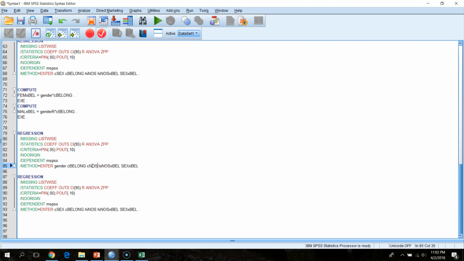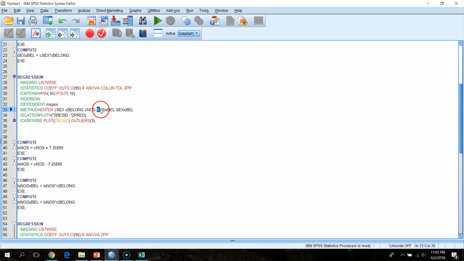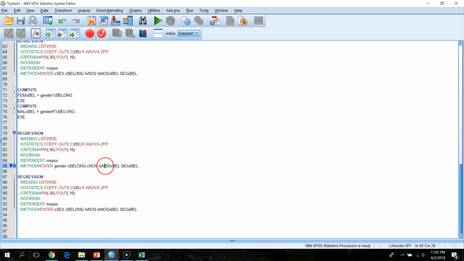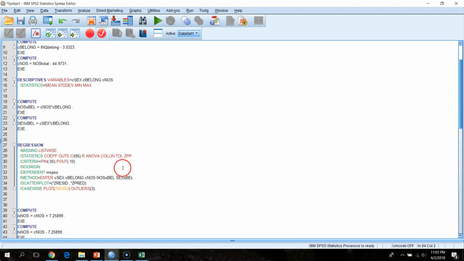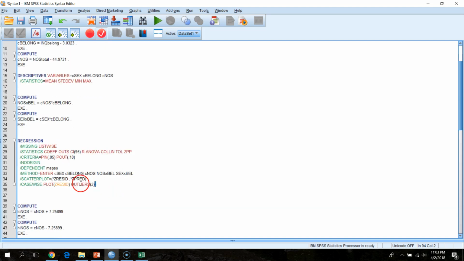I'm going to put back in centered NOS, because NOS isn't involved in this interaction that I'm looking at. I'm going to go through, make sure I have the right one. My NOS times belonging interaction again, because I don't particularly care about NOS in this model. And then I'm going to substitute in my interaction term that I created here. Boom. Okay. I'm going to do the same thing here for my male model, except I'm going to look at gender R times belonging times NOS. My NOS interaction, because we don't care about that. But this is going to be my male by belonging interaction here. Okay. And so if we go through, and again, run our base model.